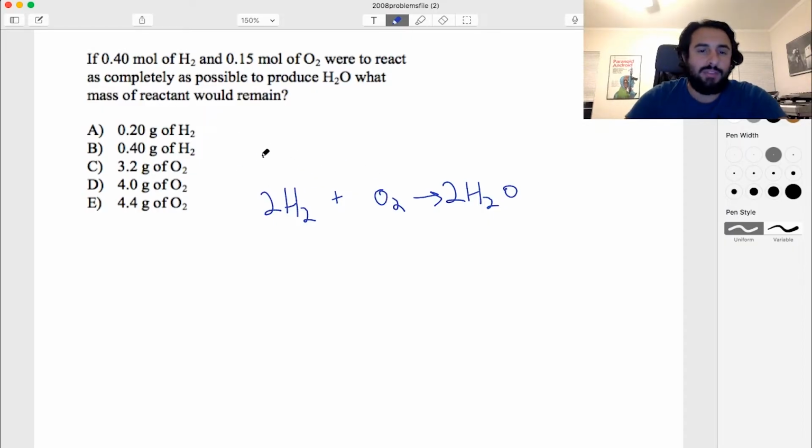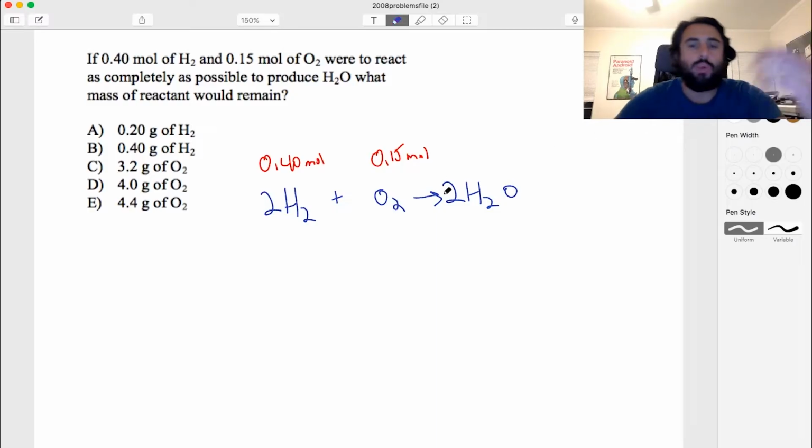So if we have 0.4 moles of hydrogen and 0.15 moles of oxygen, which one is going to be the limiting reagent? 0.4 moles of hydrogen could react with precisely half as much oxygen. So 0.4 moles hydrogen could react with 0.2 moles of oxygen, and we do not have that much, right? We have less than that amount. Oxygen is going to run out first, right?